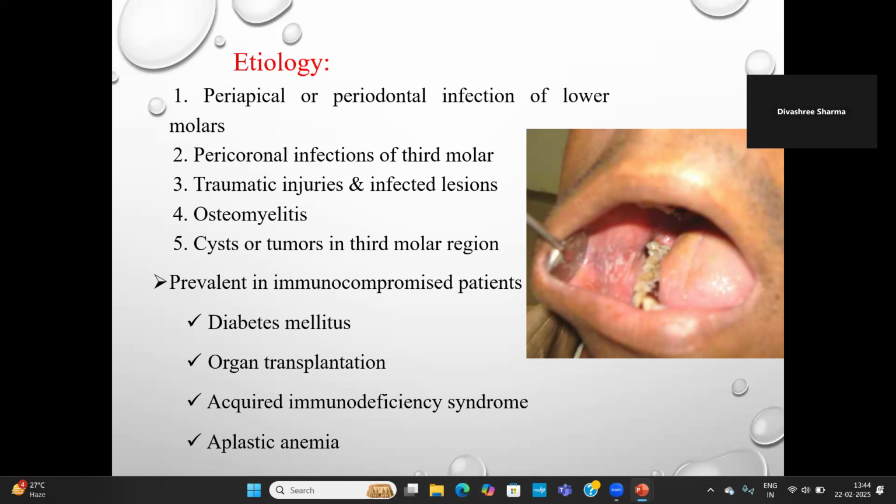Now, it is considered to be more prevalent in immunocompromised patients. And what are these states? The patients with diabetes mellitus, the patients who have undergone organ transplantation, the patients with acquired immunodeficiency syndrome, the patients with aplastic anemia.